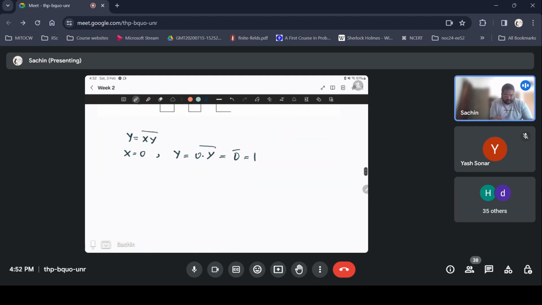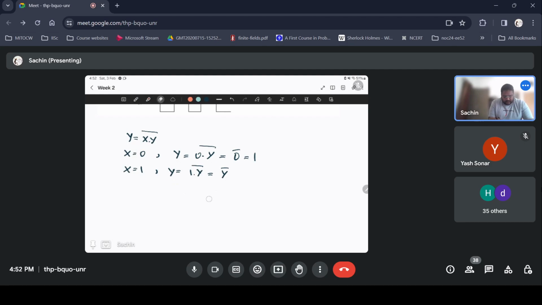Now the problem arises when x is equal to 1. When x is equal to 1, y is equal to (1 and y) whole bar. It's nothing but y bar. So y equal to y bar doesn't make any logical sense. 0 is not equal to 0 bar. 0 bar is 1, so 0 cannot be equal to 1. This is one of the basic Huntington postulates for Boolean algebra, right? There are two distinct elements, 0 and 1. They are not the same.